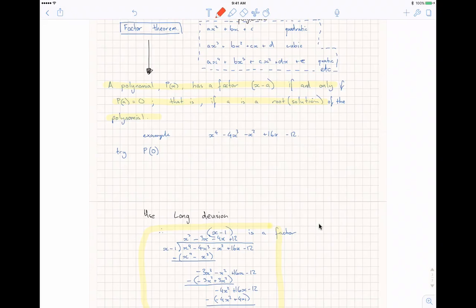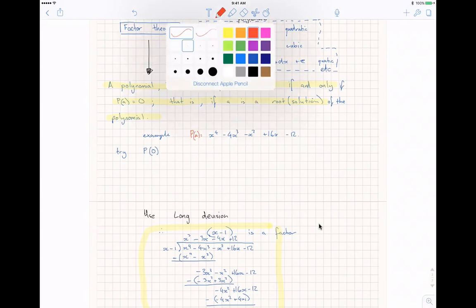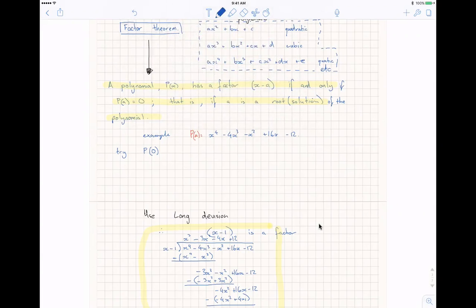So we want to factorize this polynomial, x to the 4 minus 4 times x cubed minus x squared plus 16x minus 12. And we want to see whether x minus 0 is a factor. So if this is p of x, what we're going to do is put 0 into our equation to find p of 0. Putting 0 in there, we get 0, minus 0, minus 0, minus 0, minus 12. So that's just minus 12.